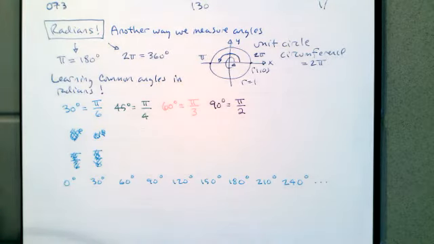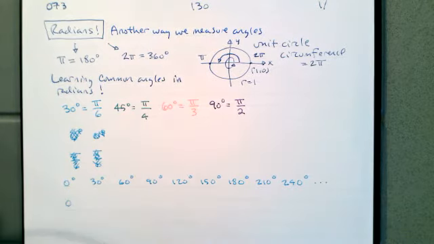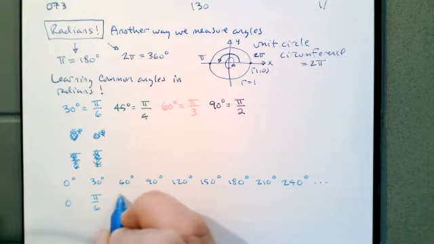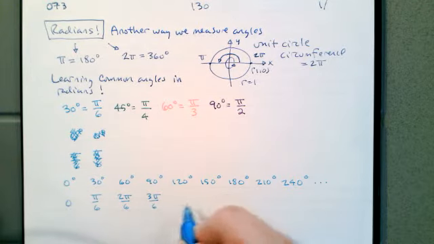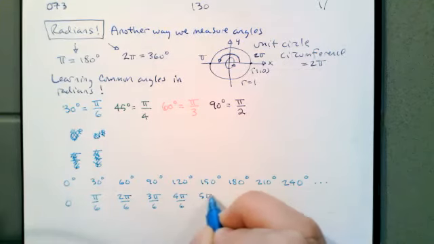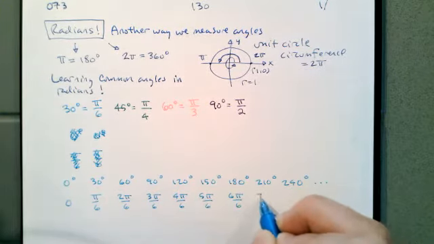We'll just fill in as many as we can. So here are multiples of 30 going around the unit circle. We know that 30 degrees is pi over 6, and I'm just counting, so 0 radians. 30 degrees is pi over 6. 60 degrees is 2 pi over 6. 90 degrees is 3 pi over 6. 120 degrees is 4 pi over 6. 150 is 5 pi over 6. 180 is 6 pi over 6, and I'm just counting by fraction.